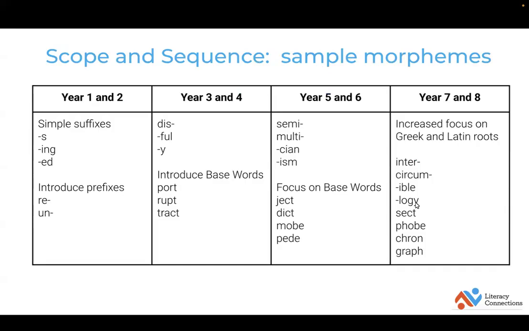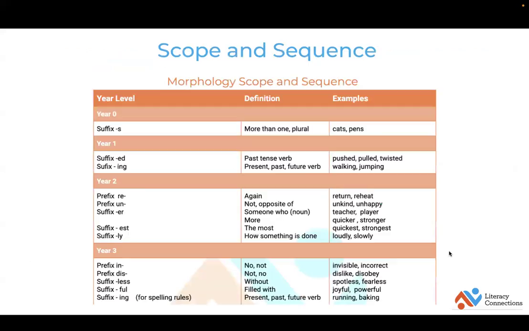So here is just a sample so you can see roughly how that sequence is working. We've got our very simple morphemes in year 1 and 2, simple suffixes. We're introducing prefixes there in year 2, getting a little bit trickier in year 3 and 4, starting to introduce those base words. Year 5 and 6, the focus is starting to be more on the base words and more complex prefixes and suffixes. And then when we get into year 7 and 8, there is that increased focus on those Greek and Latin roots, as you can see with those cron and graph and phobe type morphemes.